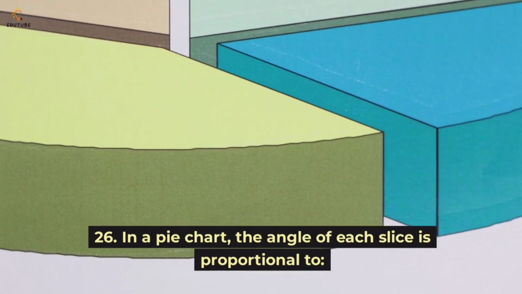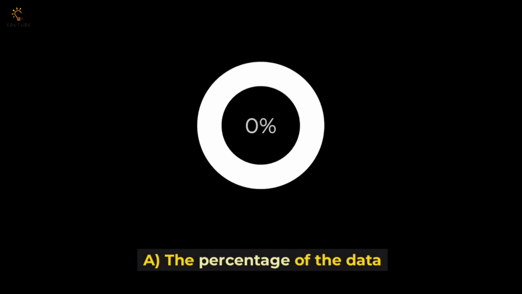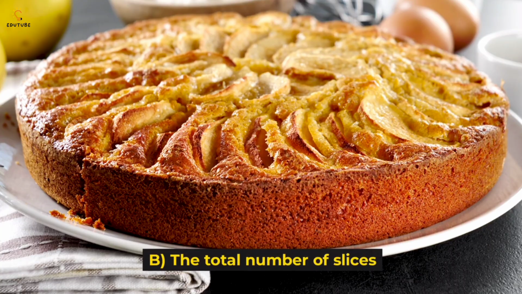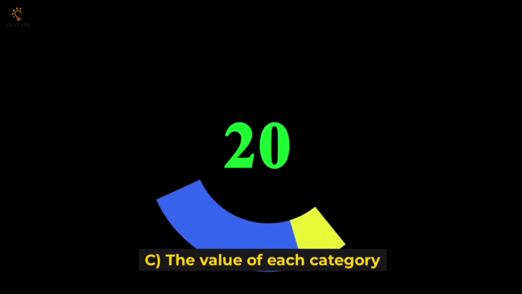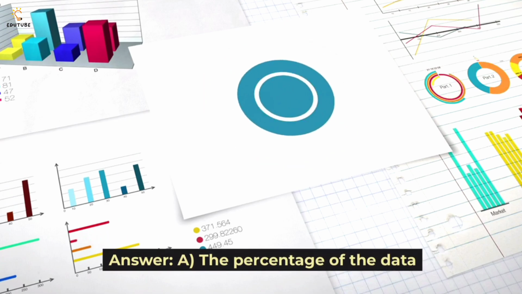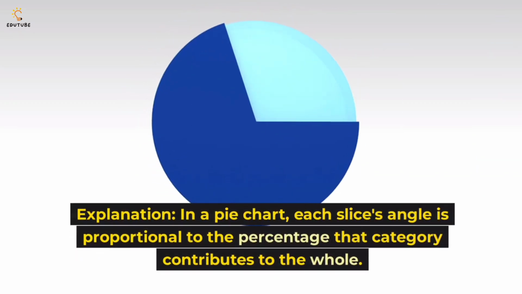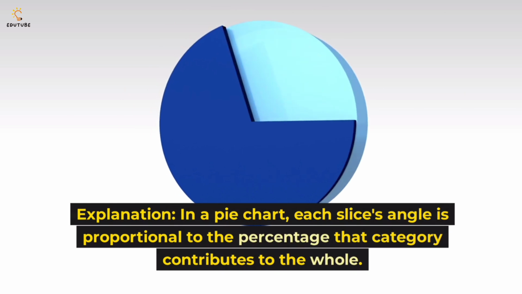26. In a pie chart, the angle of each slice is proportional to: A. The percentage of the data. B. The total number of slices. C. The value of each category. D. The frequency of data points. Answer: A. The percentage of the data. Explanation: in a pie chart, each slice's angle is proportional to the percentage the category contributes to the whole.